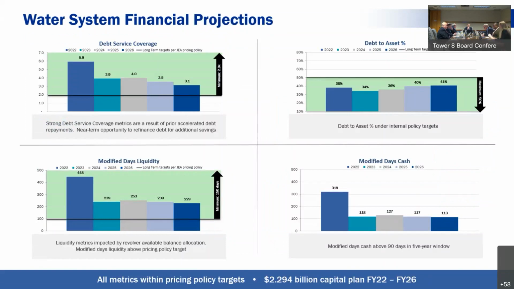And the water system financial metrics are forecasted to land all within pricing policy targets and support a $2.3 billion capital plan through 26.